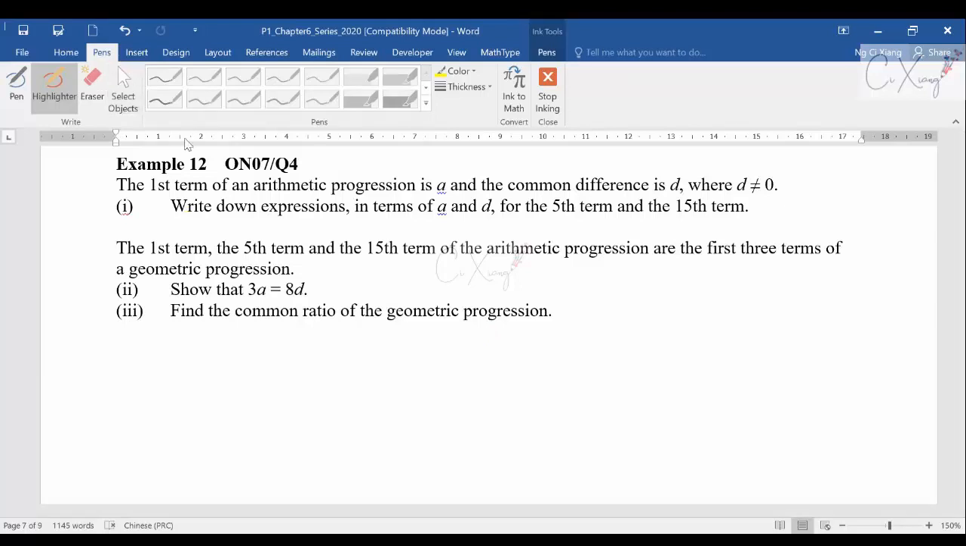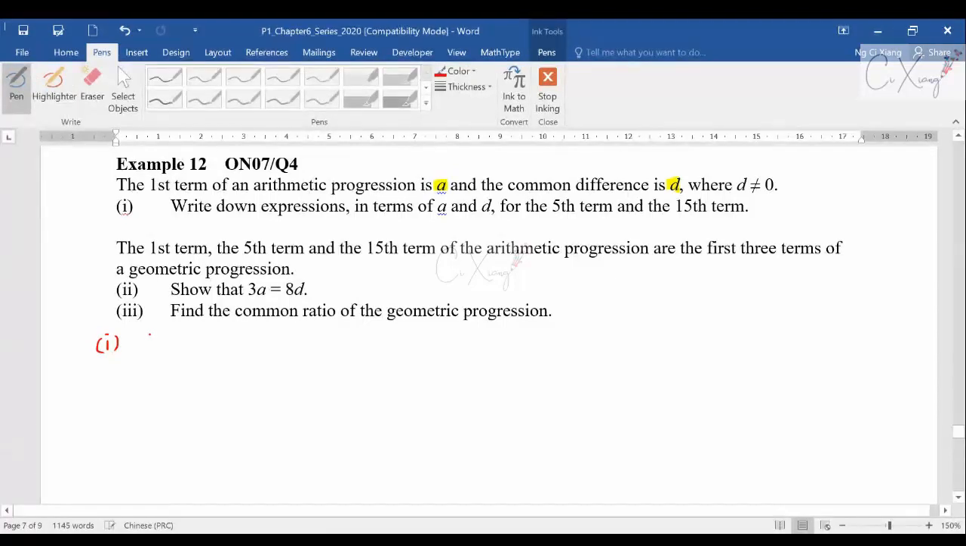Alright, so we'll start. First they tell you the first term of an arithmetic progression is A, common difference is D. Write down expressions in terms of A and D for the fifth term and also the 15th term. So we'll start with the first part first. The first part is very, very simple.